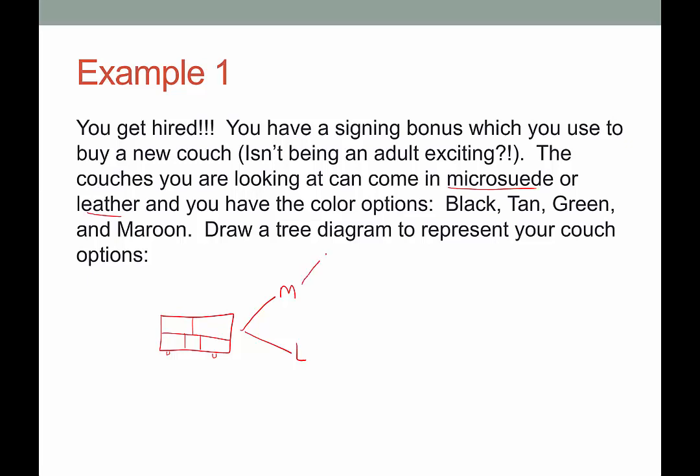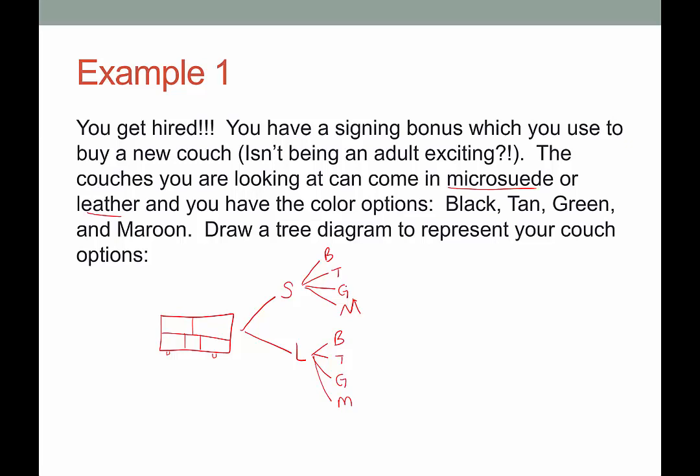So we could have micro suede in black, micro suede in tan, micro suede in green, micro suede in, I can't use maroon. We'll use an N for the end of maroon, right? I can't use the M because I already used M to represent micro suede. If I wanted to, maybe I change this. Now that I'm thinking about it, maybe it makes more sense for that to be an S for suede. And that way we can use the M for maroon. Okay, and then we have also leather could be in black, leather could be in tan, leather could be in green, or leather could be in maroon.